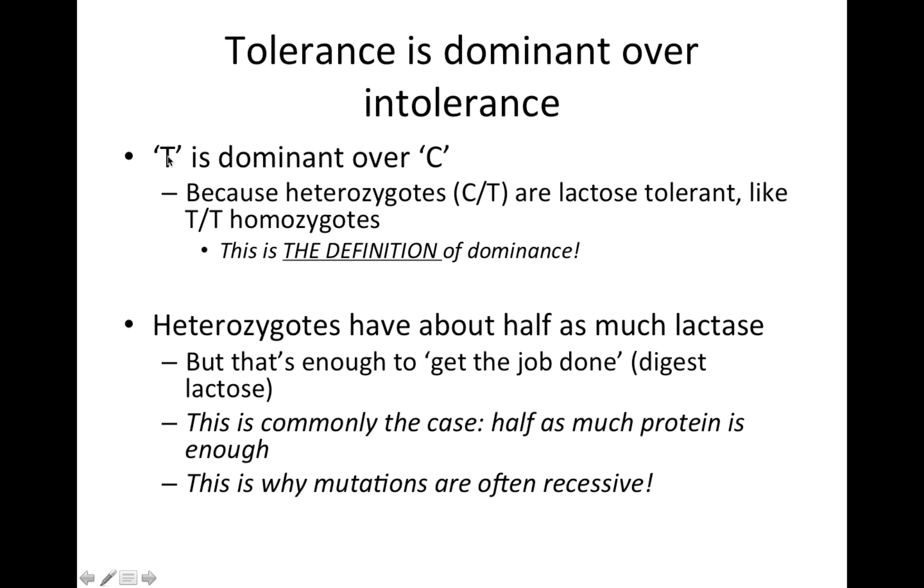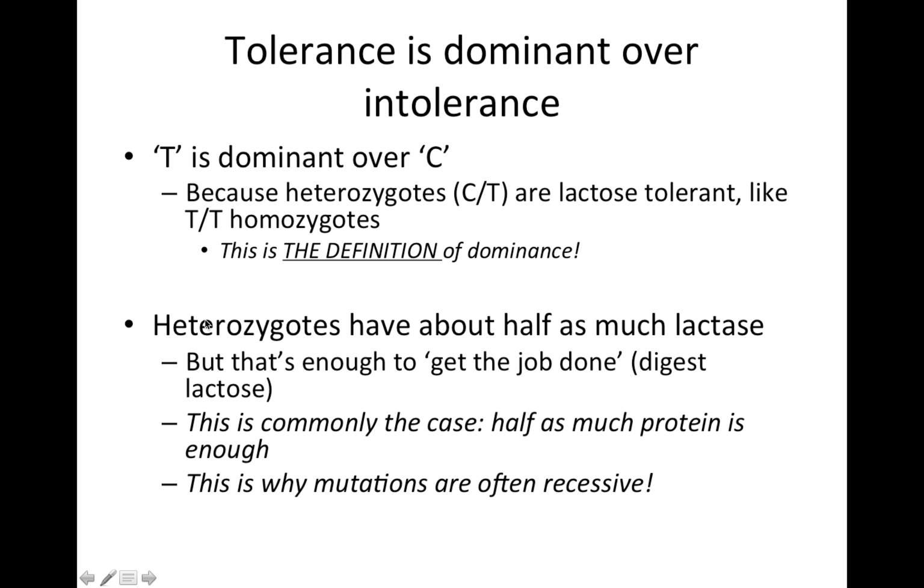What we end up seeing is that having half as much lactase is enough to get the job done, to digest lactose. And so what that means is that these individuals who have one C and one T are lactose tolerant. They can digest lactose, almost just as though they were TT homozygotes. So just to point this out, this is the definition of dominance: the heterozygotes look pretty much just like one of the two homozygotes, they don't look kind of halfway in between. They are lactose tolerant, and that's what we mean by dominance.